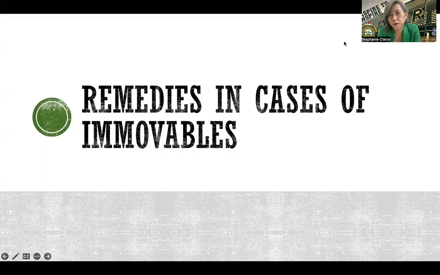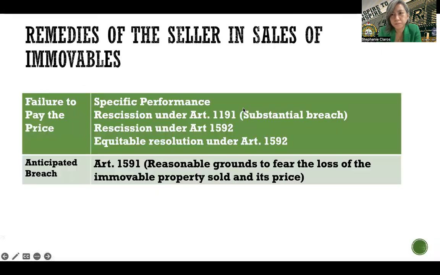Hello, class. So we are going to discuss the remedies available to the seller and the buyer when there is a breach of the contract of sale involving an immovable or real properties. For the seller, guys, the typical breach of the contract will be failure of the buyer to pay the price, including absconding with the immovable or disposing it to a third person without first paying the purchase price.